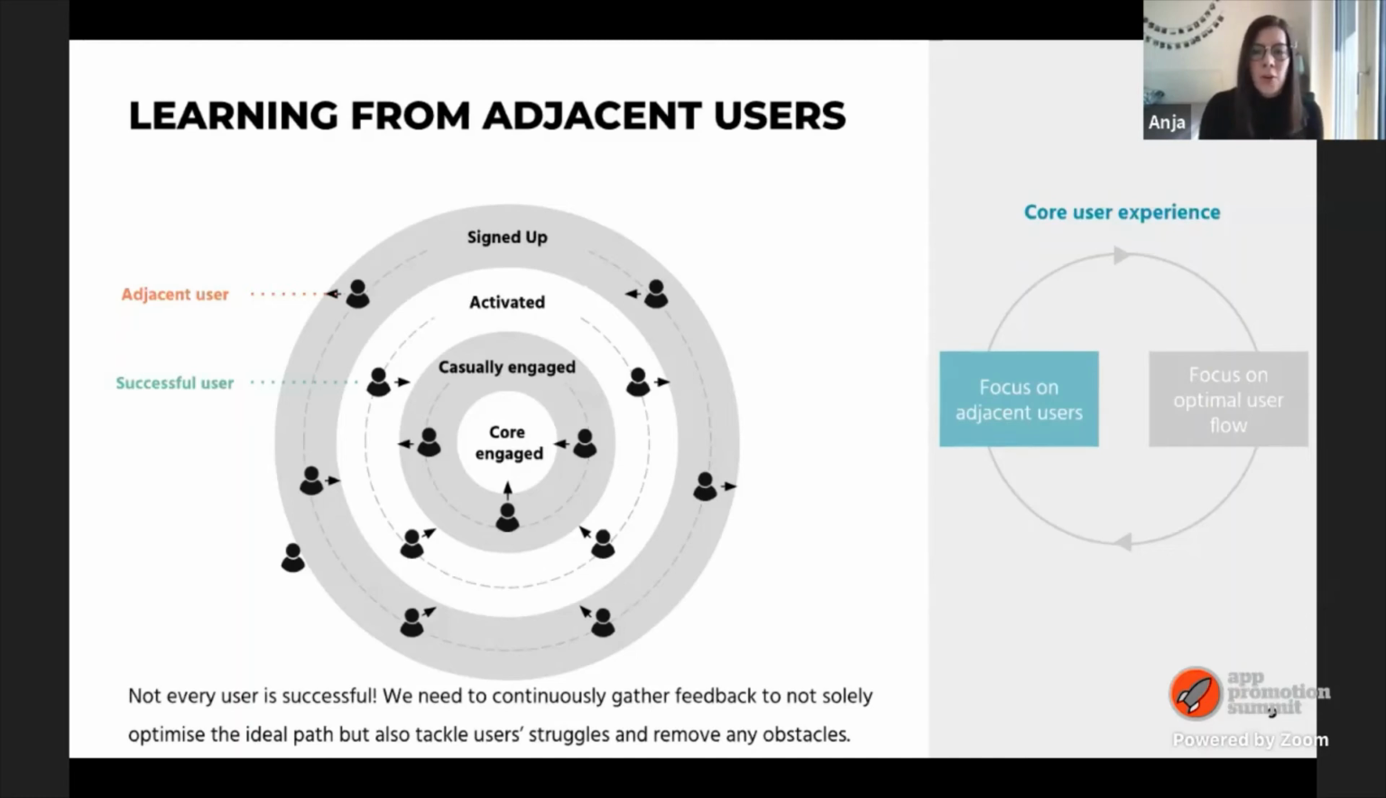So no matter how much we optimize and how satisfied we are with our retention rates, we still have users who are not making it there. And our aim is to satisfy as many of our users as we can. So we need to continuously gather feedback from them so that we don't just optimize on the ideal path, but also make sure that we know what they're struggling with. And then we can actually tackle those obstacles and remove them for them so that the new users who are coming in won't even be facing them anymore.